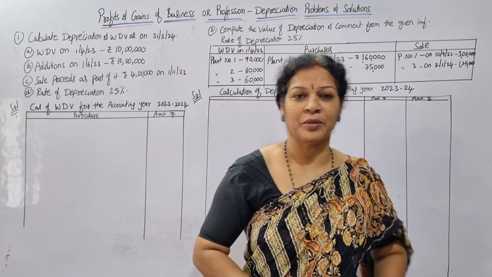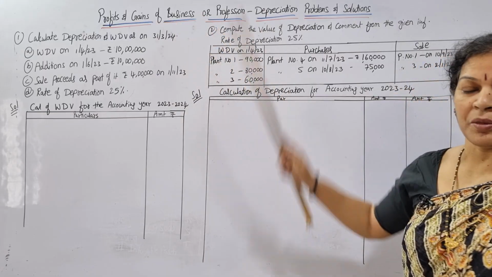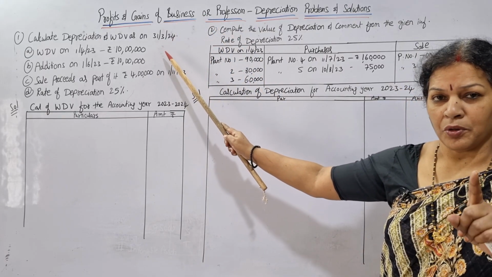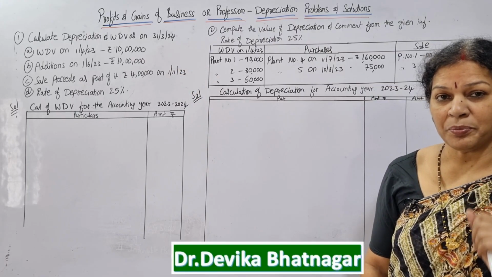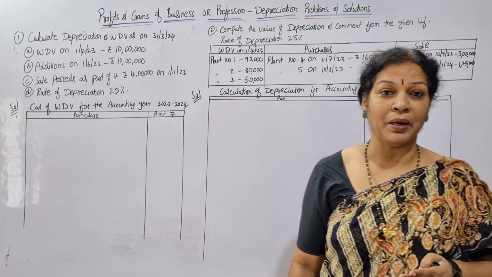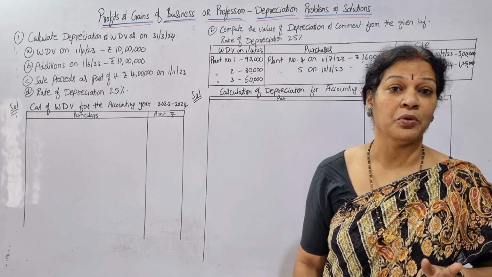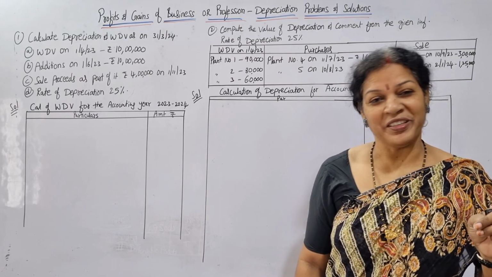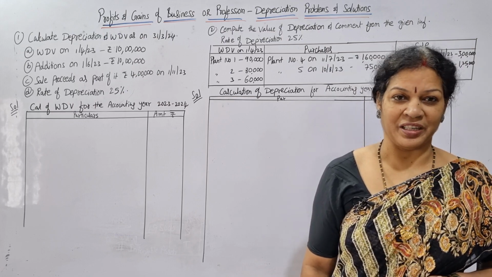So in this subject, first chapter, Profits and Gains of Business or Profession. So this is the first chapter. So already we have covered one topic, valuation of stock. Now second topic is depreciation. Depreciation, I gave you introduction part in the last class, very important class. If you miss it, you won't understand anything. Main important class. Please refer once again and come back and write the notes also very clearly.